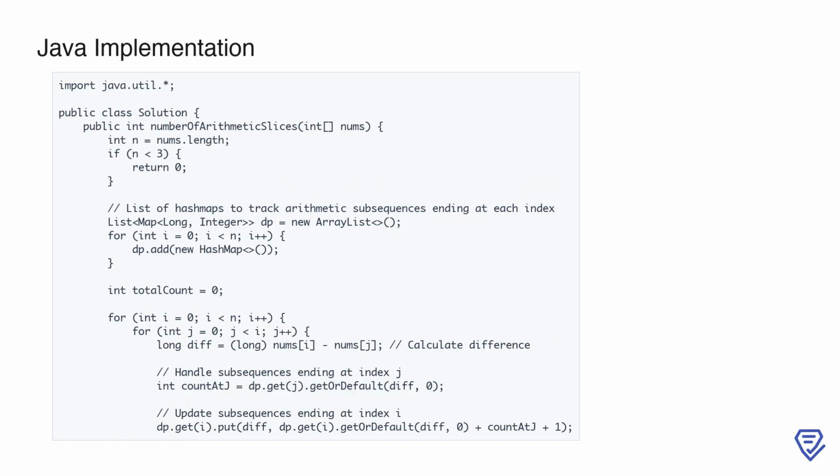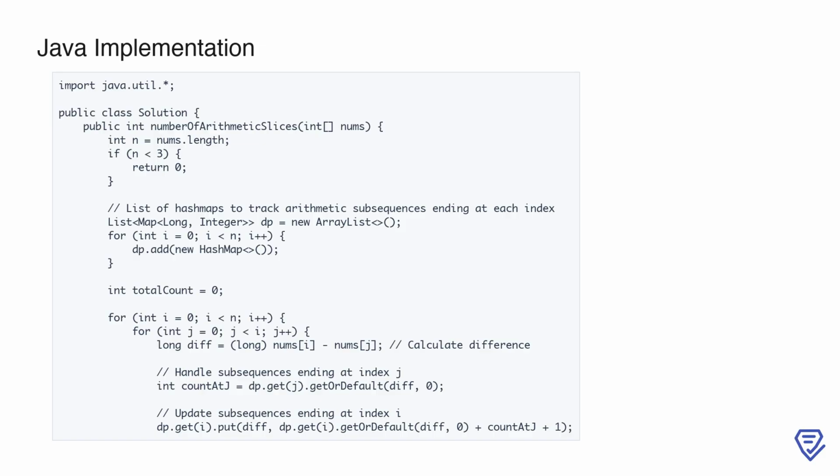Here, we start by importing the necessary libraries and defining our solution class. The goal is to find the number of arithmetic subsequences in the given array. First, we check if the array's length is less than 3 because an arithmetic subsequence requires at least 3 elements. If that's the case, we immediately return 0.